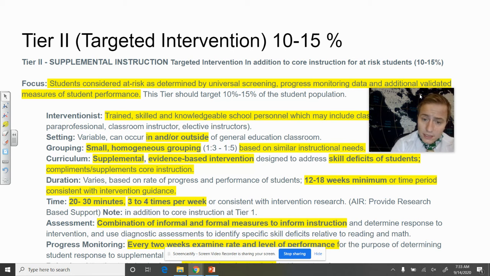Duration varies based off rate of progress and performance of students. At minimum, students will stay in tier 2 for 12 to 18 weeks. Time is 20 to 30 minutes, 3 to 4 times a week, or consistent with intervention research. It's a combination of informal and formal measures to inform instruction and determine response to intervention. Use diagnostic assessments to identify specific skill deficits relative to reading and math. Every 2 weeks, we'll examine rate and level of performance. We can do this through quizzes, anything based off data.